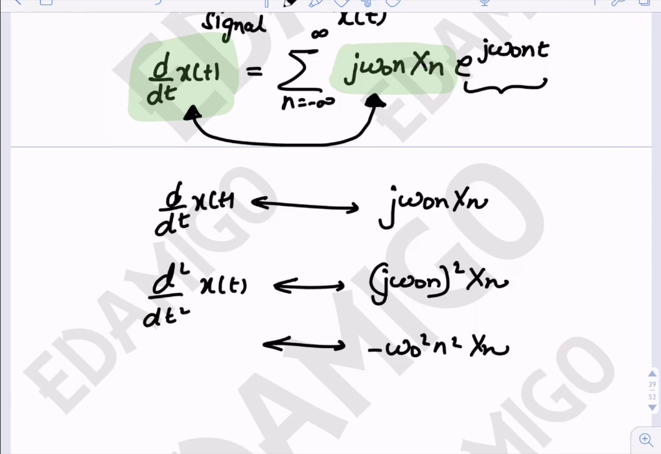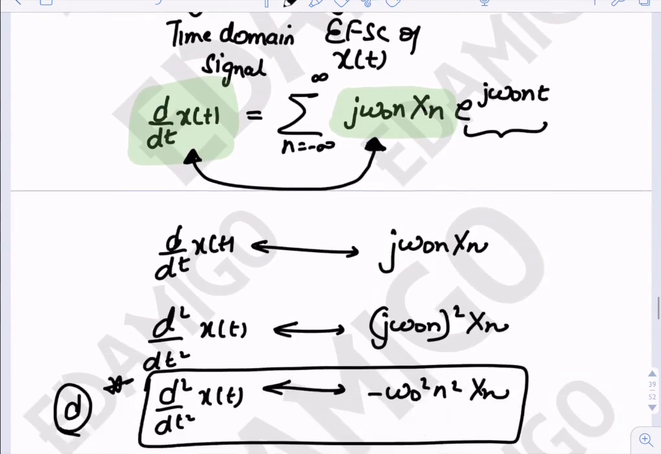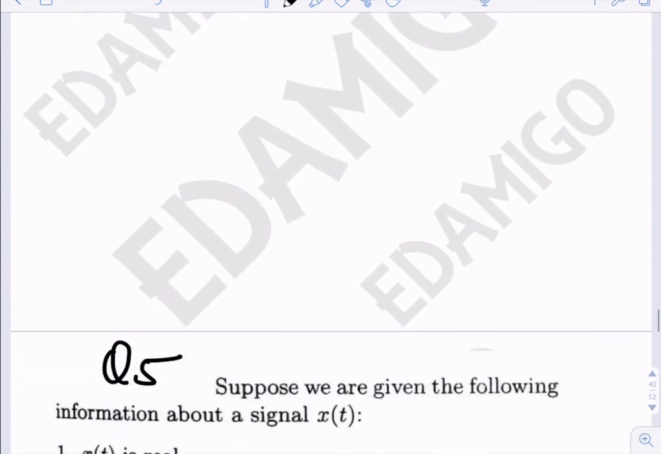So this was one part of the question. If you go through the question, you will see that this is actually the D part, where the exponential Fourier series coefficient of d2 over dt2 of x(t) is asked. So this is the D part of the question that we have solved with the help of this property. So I have proved the property and I have solved the question both.